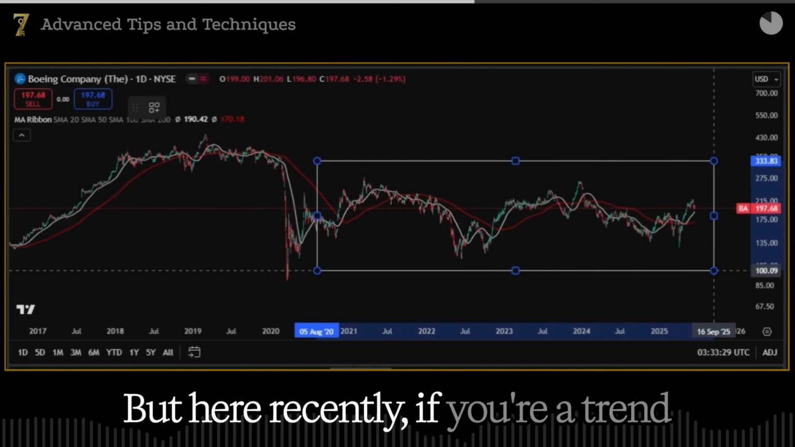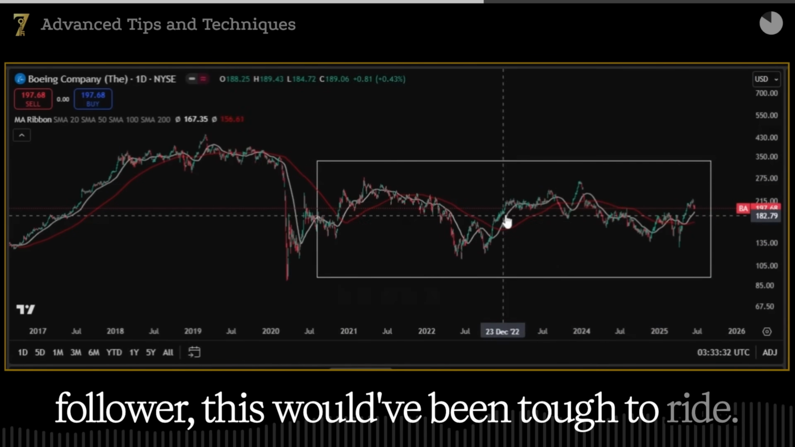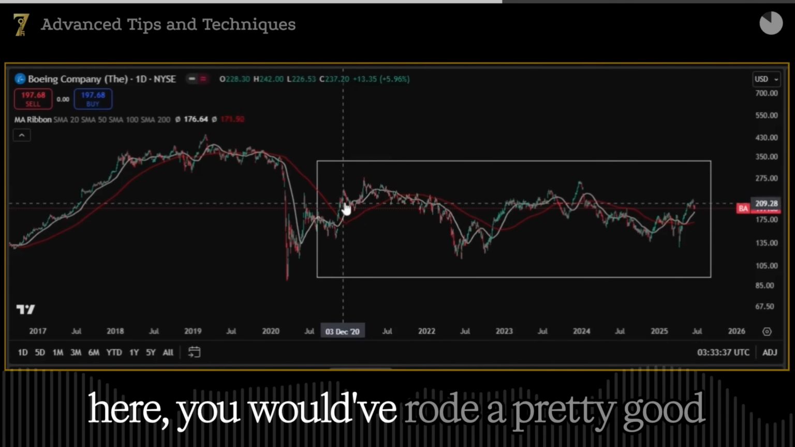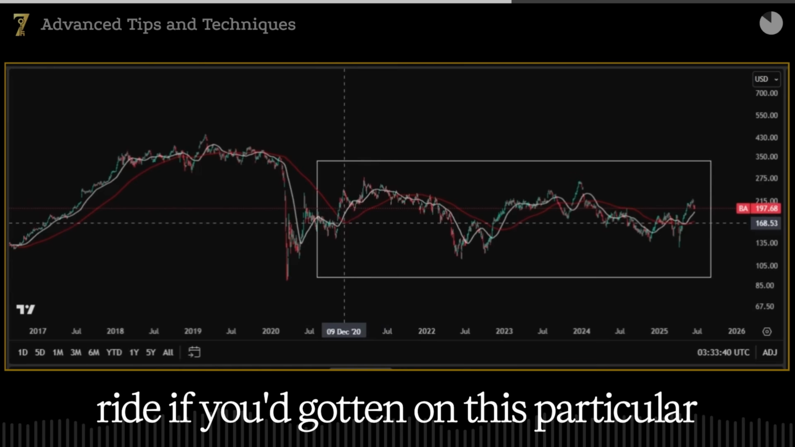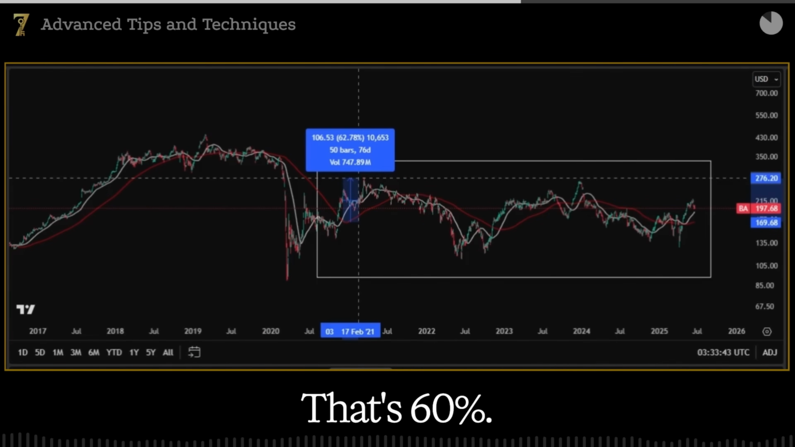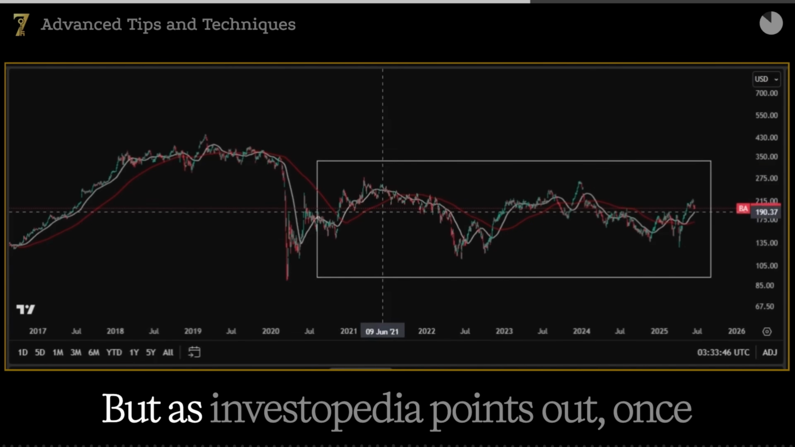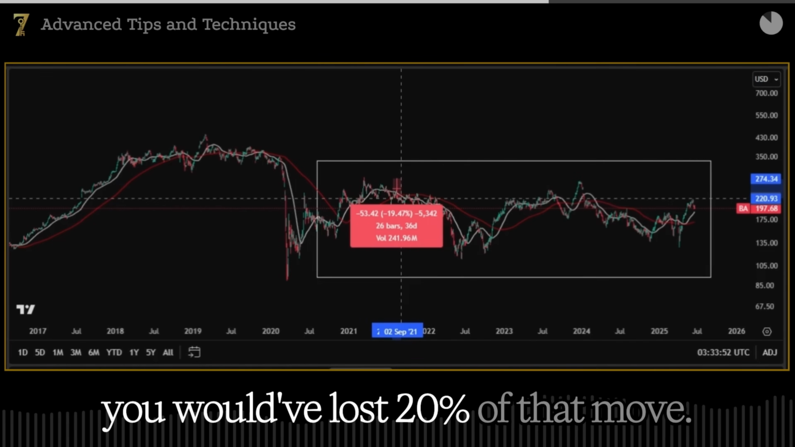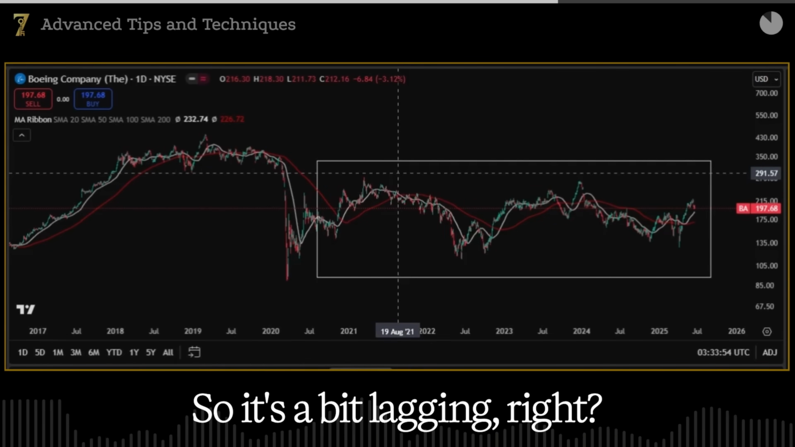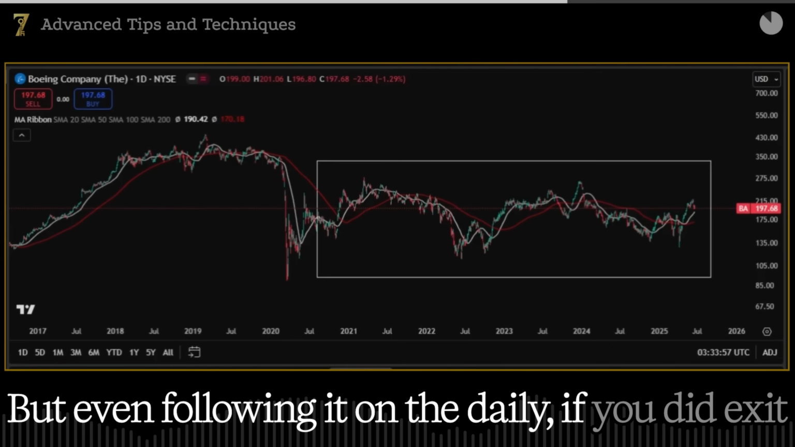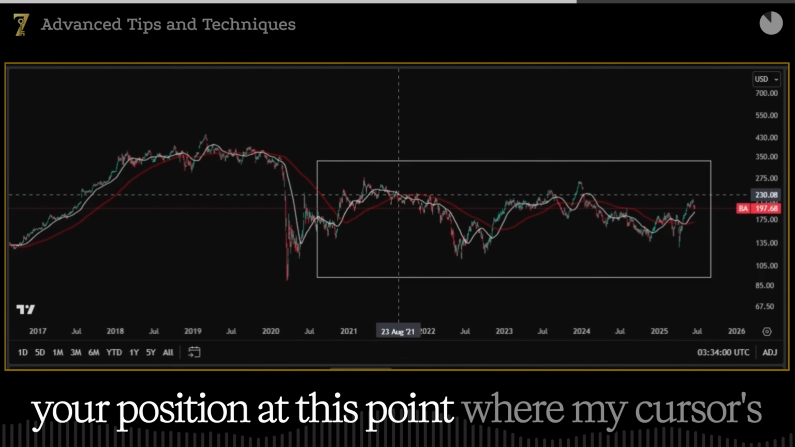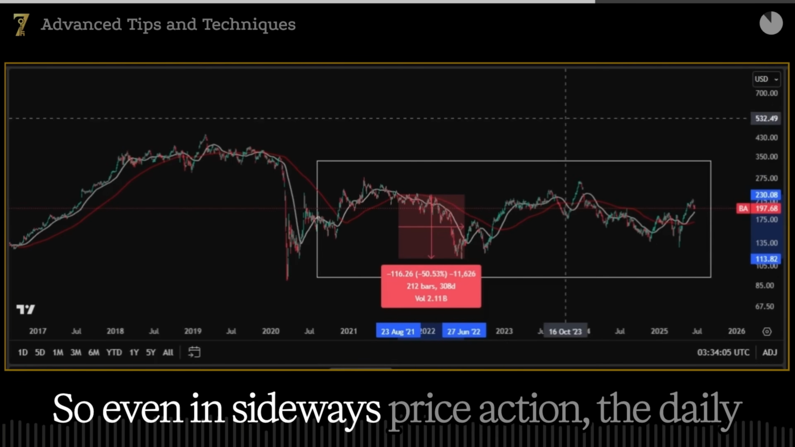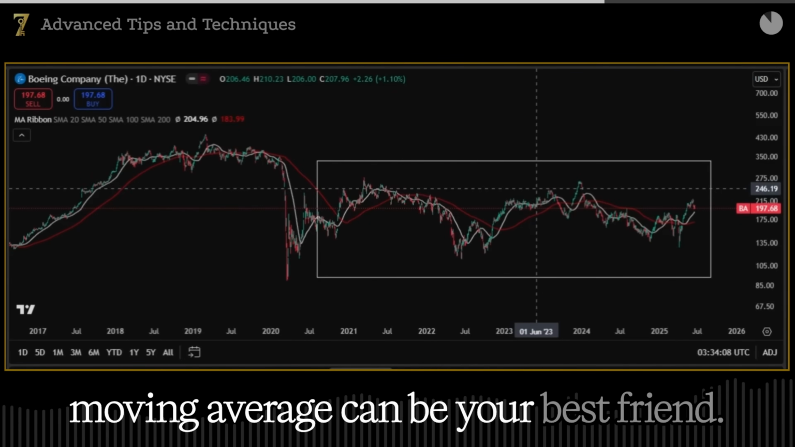But here recently, if you're a trend follower, this would have been tough to ride, okay? Just because you see the move going up. And yes, you could have bought here. You would have had a pretty good ride if you got on this particular golden cross and rode all the way up. That's 60%. But as Investopedia points out, once this golden cross became a death cross, you would have lost 20% of that move. So it's a bit lagging, right? But even following it on the daily, if you exited your position at this point where my cursor is, you would still have saved yourself 50%. So even in sideways price action, the daily moving average can be your best friend.